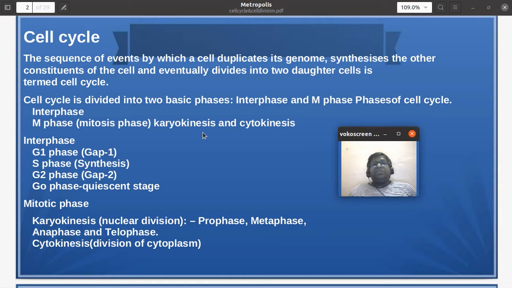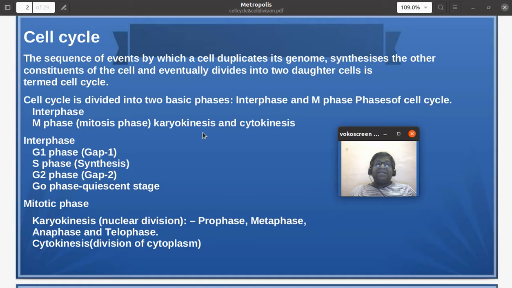Then the cell cycle, if you look into it, is divided into two basic phases, interphase and M phase. Interphase is also called the preparatory stage, and M phase is the mitotic phase. So the phases of cell cycle are interphase and M phase. The mitotic phase involves two important steps, that is karyokinesis and cytokinesis. Karyokinesis implies the division of the nucleus. Cytokinesis implies the division of the cytoplasm. So the nuclear division is followed by the cytoplasmic division in the M phase or mitotic phase.